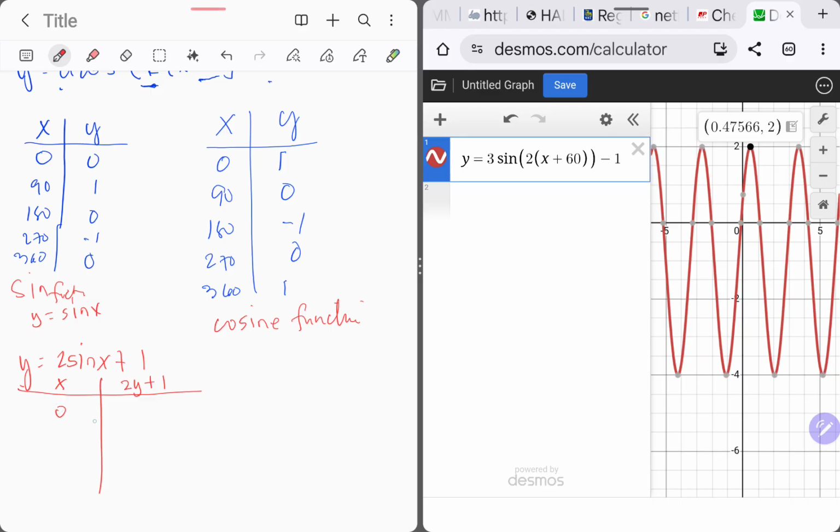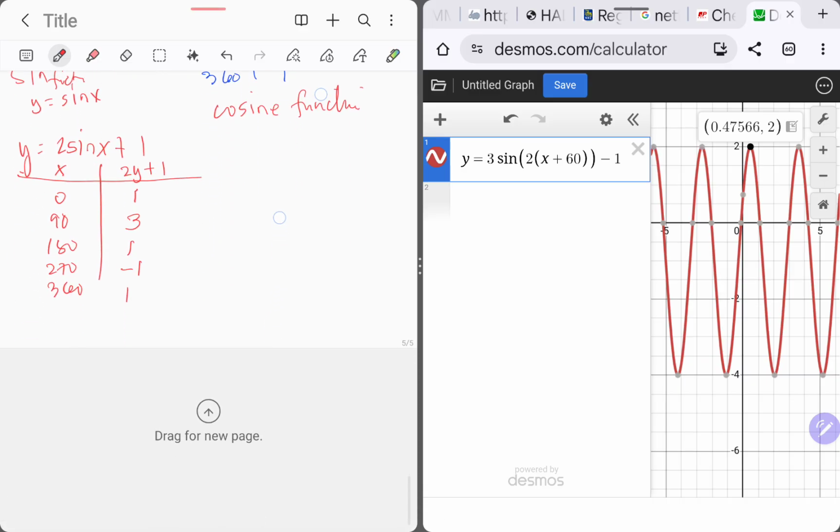So at 0, y is 0, so this is 1. And at 90 degrees, we know our value of y is 1, so 2 times 1 plus 1 is equal to 3. At 180 degrees, y is 0, so meaning it is 1. And then at 270, y is negative 1, so negative 2 plus 1 will give us negative 1. And at 360, y is 0, so that means if y is 0, that would be 1 here.